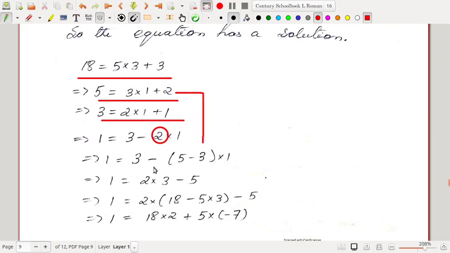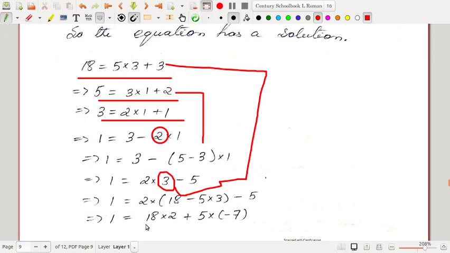So it's ultimately 2 into 3 minus 5. Now we are replacing this 3, from the first equation. So 1 equals 2 into 3 minus 5. So 1 equals 2 into, instead of 3, we can write 18 minus 5 into 3.